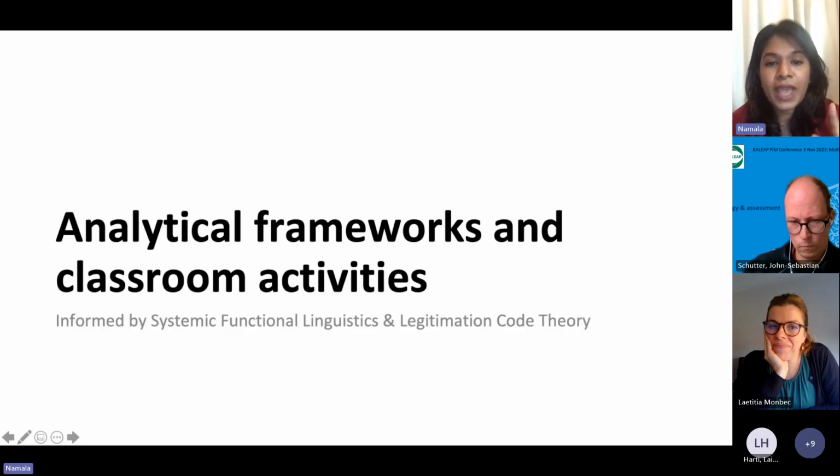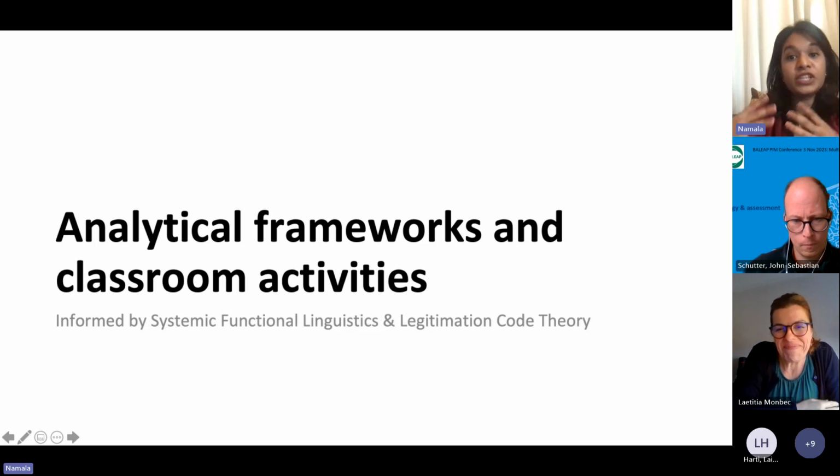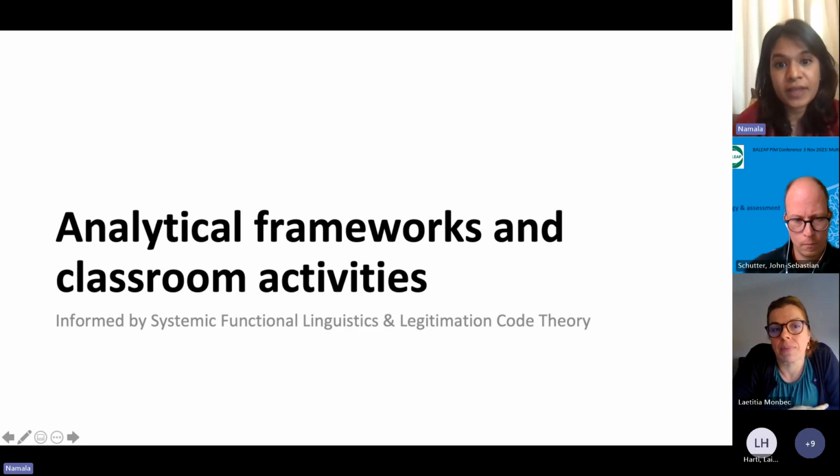So I'm basically going to go through the analytical frameworks. There's a lot of analytical frameworks that we could pick from to create the kinds of classroom activities that we wanted to build. And I'm just going to flip through them quickly because I want Letitia to be able to talk about them in relation to the actual examples of how we use that as teaching strategies.